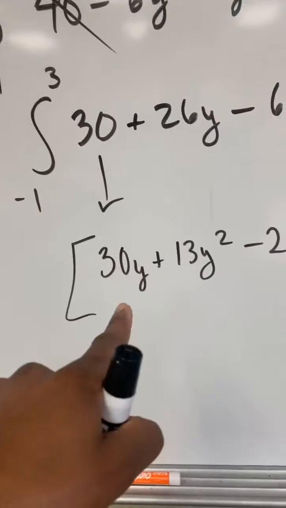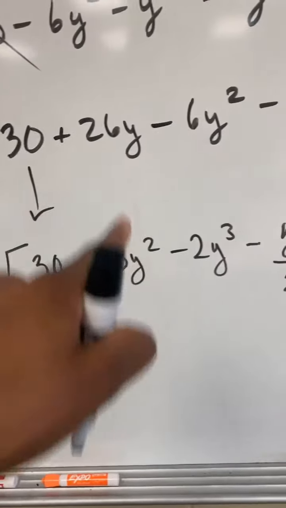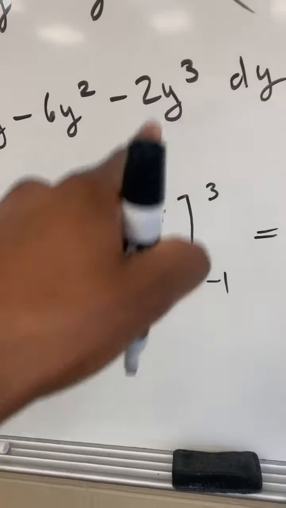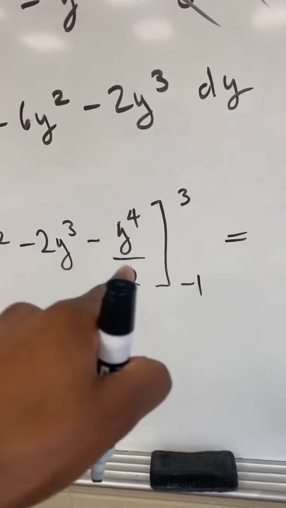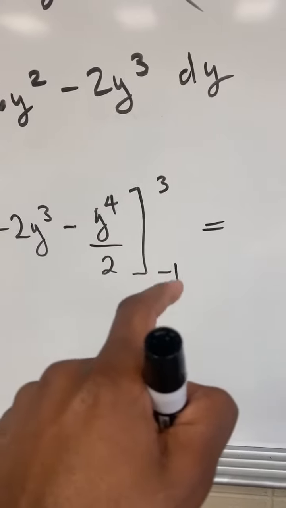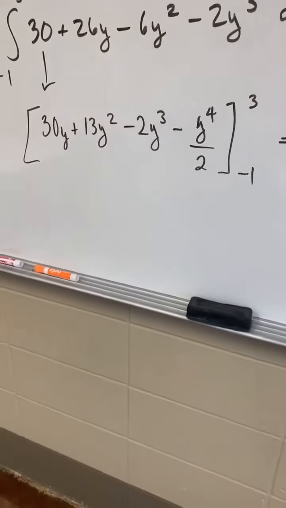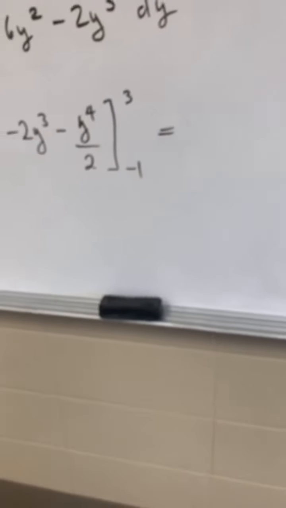Now from here, I did my antiderivatives. There's my 30y. There's my 13y to the second. There's my 2y to the third power. And this one definitely is my y to the fourth over 2. And remember, I'm going from -1 to +3. I'm going to go ahead and plug in those numbers and do my subtraction. I'm going to write the result down in 1 second.